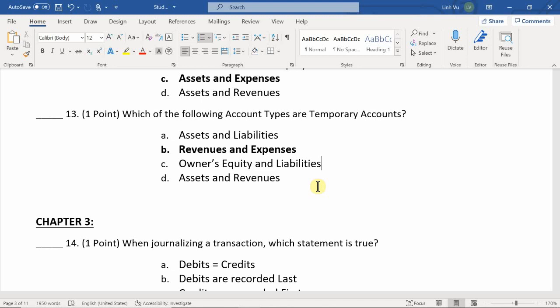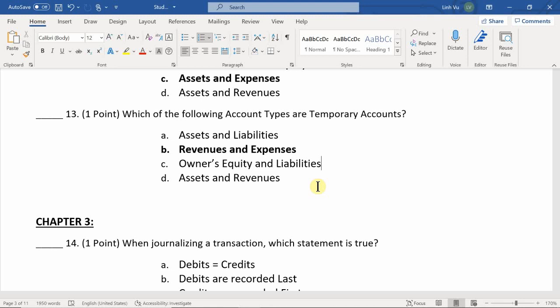Same thing with equity. If you close out your equity account, that means your company has no value anymore. If you take all the money out, your company no longer has value. So that means you must have either sold the business or something happened. Your temporary accounts, such as your revenues and your expenses, you can close them out because they're perfect ways to measure profitability. At the end of the day, you're not going to have the same recurring revenues or the same recurring expenses every month. So that's why you close your revenues and your expenses.